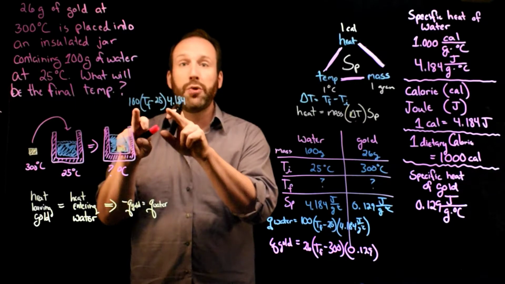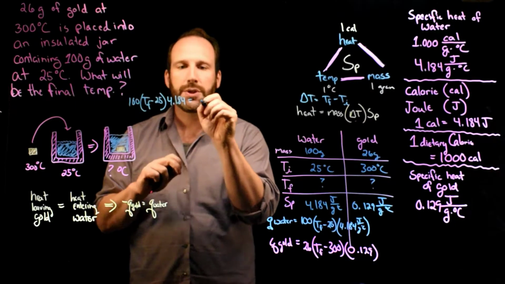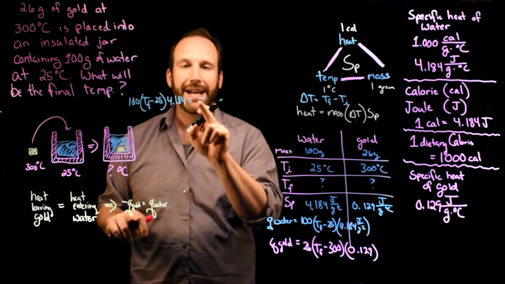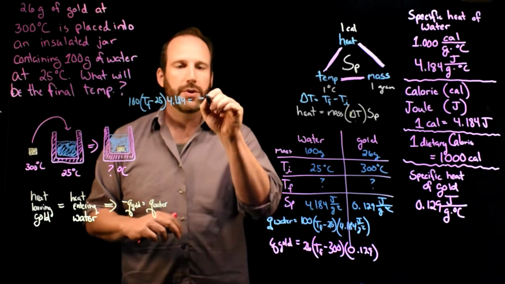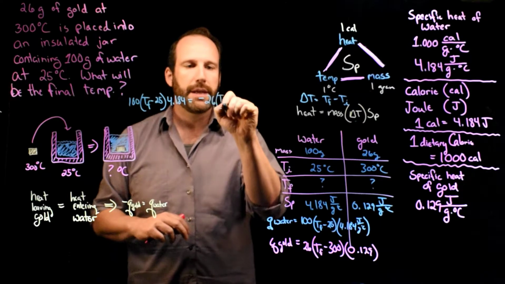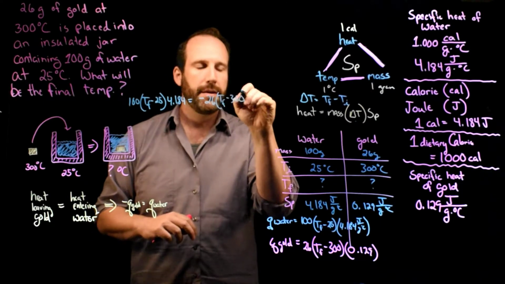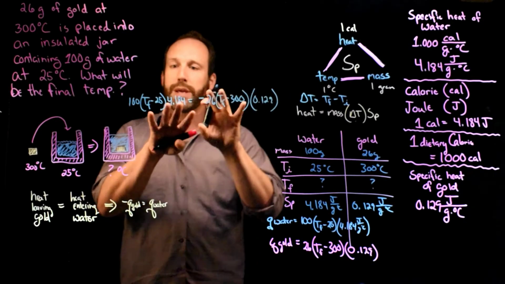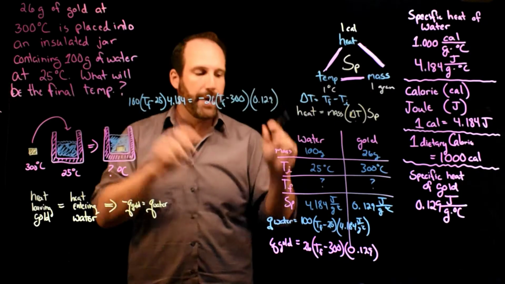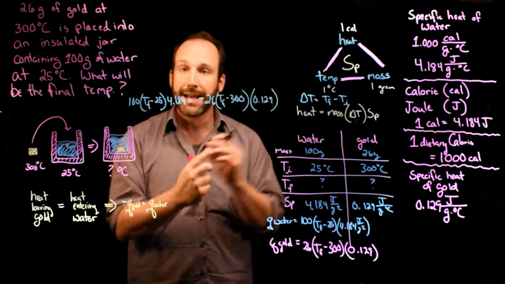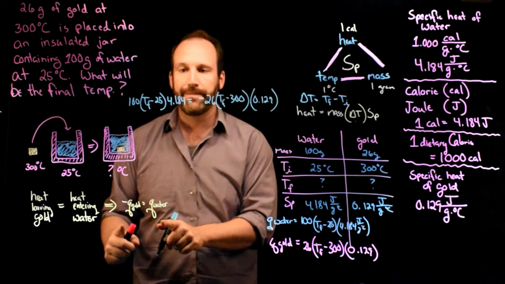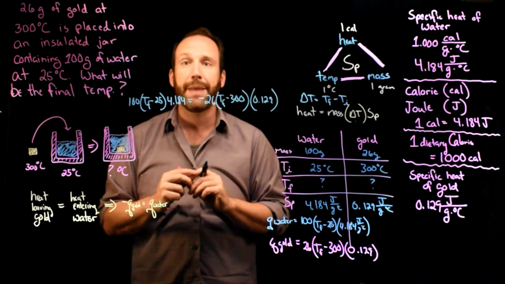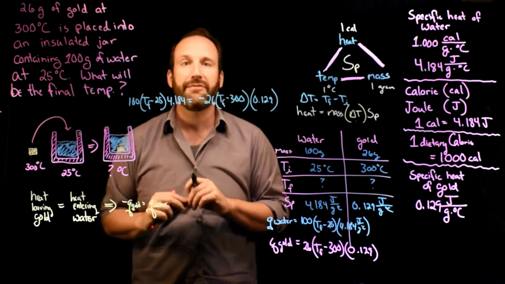So our Q of water is going to be equal to the negative of the Q of gold. So I'm going to put a negative sign here, and then I'm going to say 26 times TF minus 300 times 0.129. Here's my equation that I've set up by taking these two equations and setting them equal to each other because of this idea. Now the only variable in this equation is T sub F, which is what I'm looking for. What's the final temp?